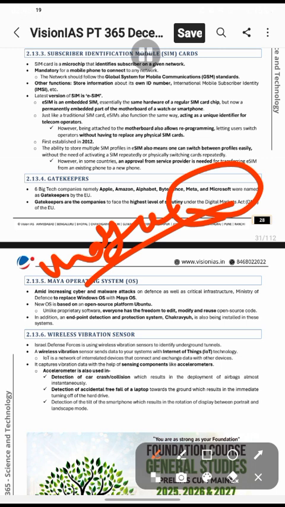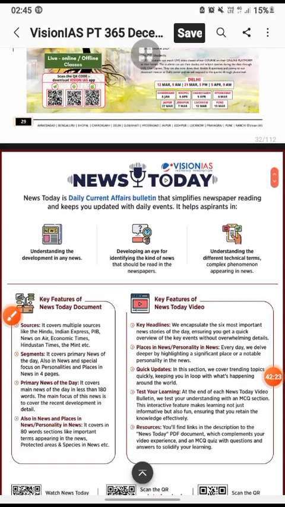Wireless vibration sensor. The Israel Defense Forces use wireless Internet of Things sensing components, accelerometers, for detection of crashes, collisions and accidents, and laptops. So that is the wireless vibration network.